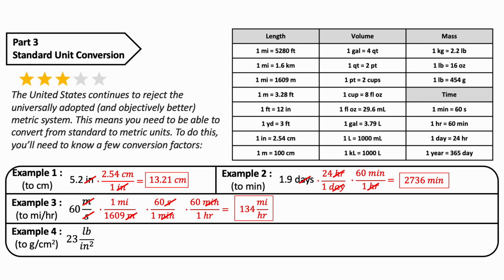The first thing I'm going to focus on is doing pounds to grams. We look at our conversion table chart to see if we have that conversion straight, and we do. We can go right from pounds to grams because 1 pound is 454 grams. And if I were to stop right there, I would have grams per inch squared as my final answer. But I don't want inches squared, I want centimeters squared.